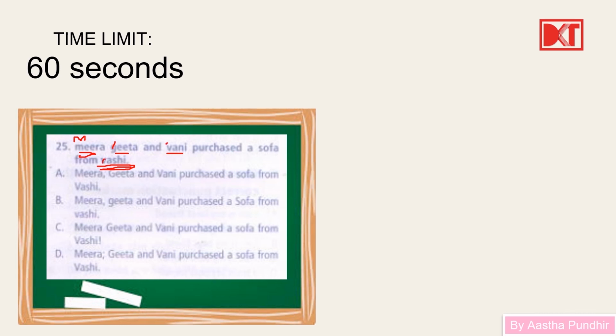And then Meera, Geeta and Vani. So separating these, we'll have to put in a comma. Meera, comma, Geeta and Vani purchased a sofa from Vashi. And at the end, we will be having a full stop. Right. The correct answer here is A. Meera, Geeta and Vani purchased a sofa from Vashi. So with this, we finish off with the questions on punctuation.